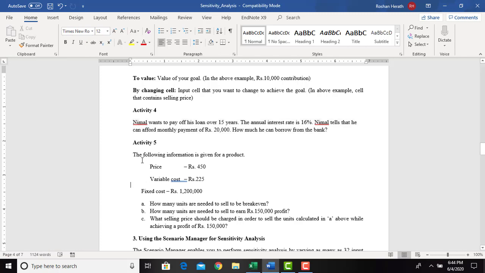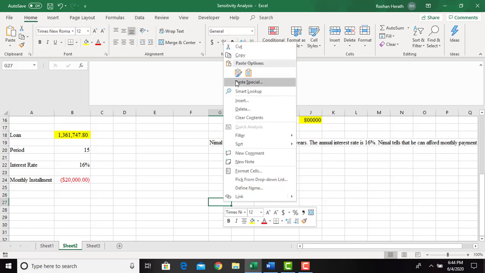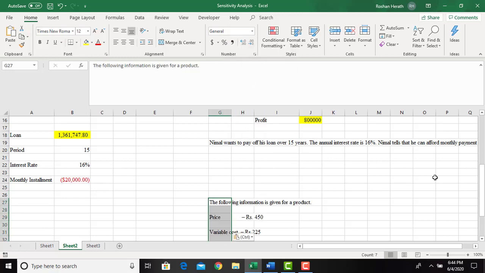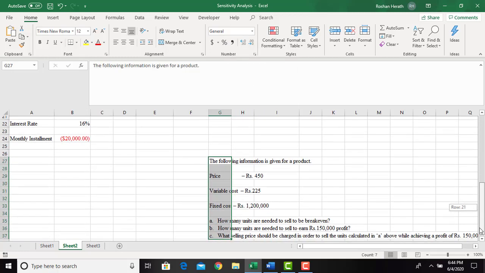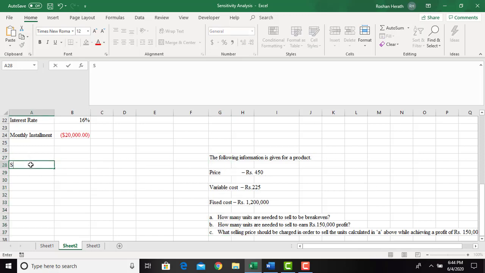Similarly, let's look at activity 5, the final activity in the goal seek. Let's have a look at that as well. So there it says the following information is given for a particular product. You are given the selling price, variable cost and fixed cost. Let's take these inputs. So you have the selling price, that's 450.